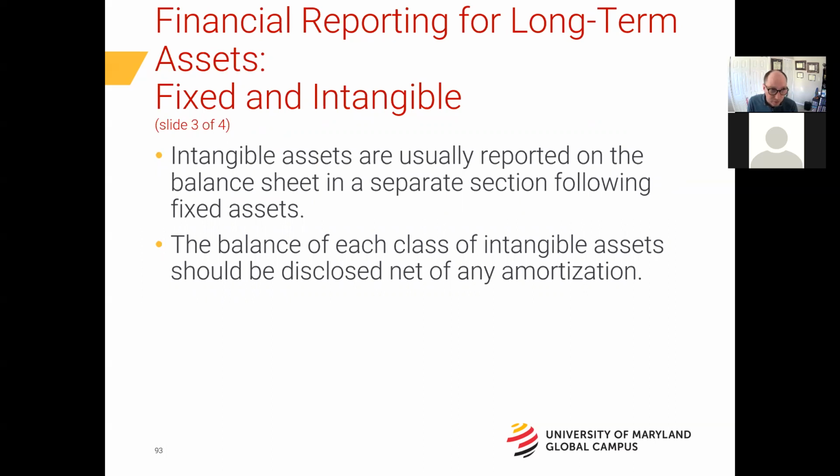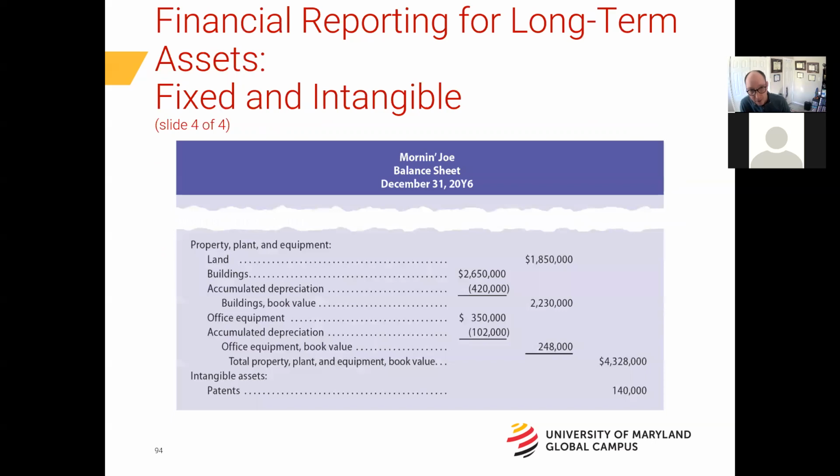Both long-lived assets, tangible and intangible, will be classified on the balance sheet under fixed assets. Property, plant, and equipment, just as you see here, and then intangible assets like patents. This is how it'll look on the balance sheet. So you'll have the initial cost. So land, 1.85 million. You'll never see that be depreciated. Land never depreciates. Only building and equipment do.